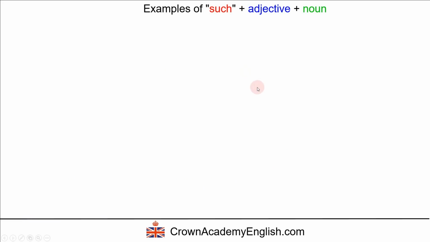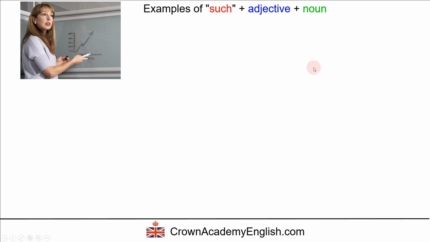Now let's look at examples of such with an adjective and a noun. She is such a good teacher. So we have such, the adjective, and a noun. And here we have the word a. This is the indefinite article, because it's in the singular. And it's a and not an, because this is a consonant sound. G, good.